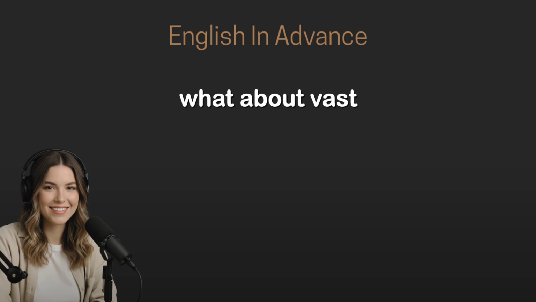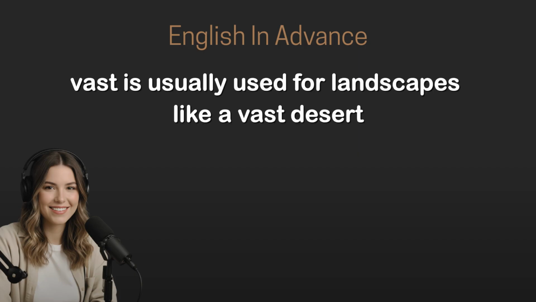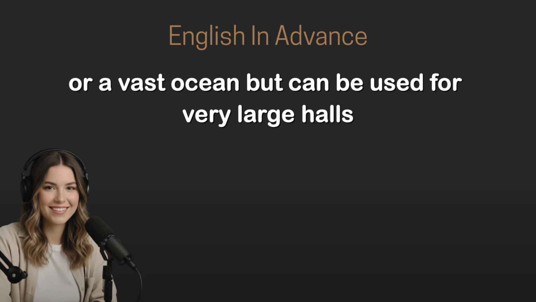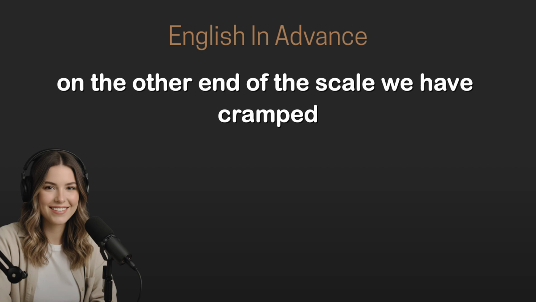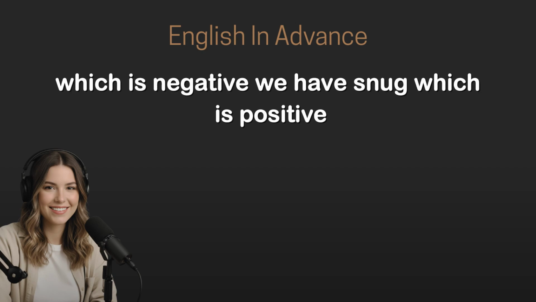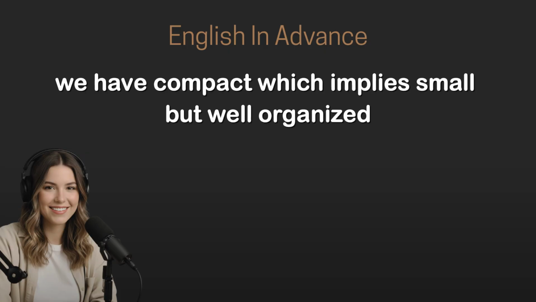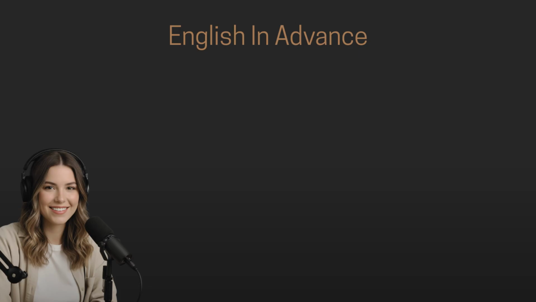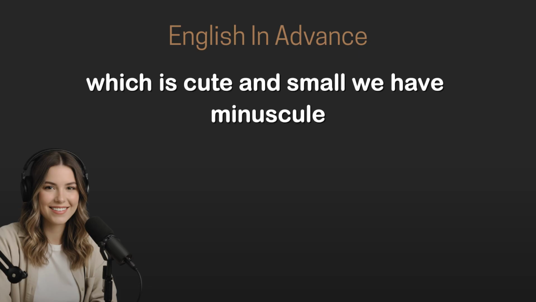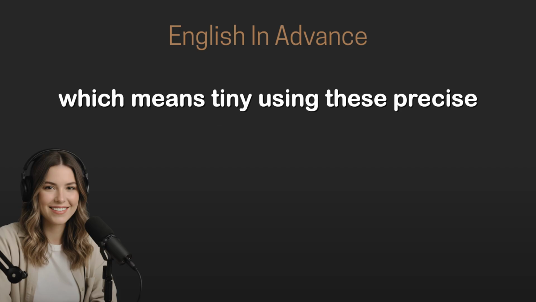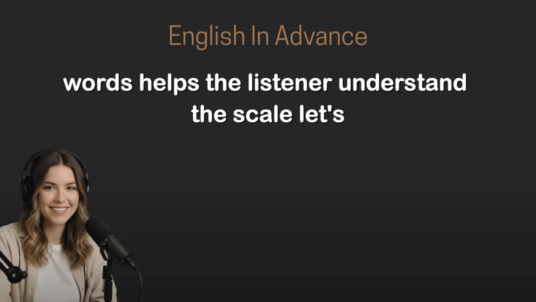What about vast? Vast is usually used for landscapes like a vast desert or a vast ocean, but can be used for very large halls. On the other end of the scale, we have cramped, which is negative. We have snug, which is positive. We have compact, which implies small but well organized. We have petite, which is cute and small. We have minuscule, which means tiny. Using these precise words helps the listener understand the scale.